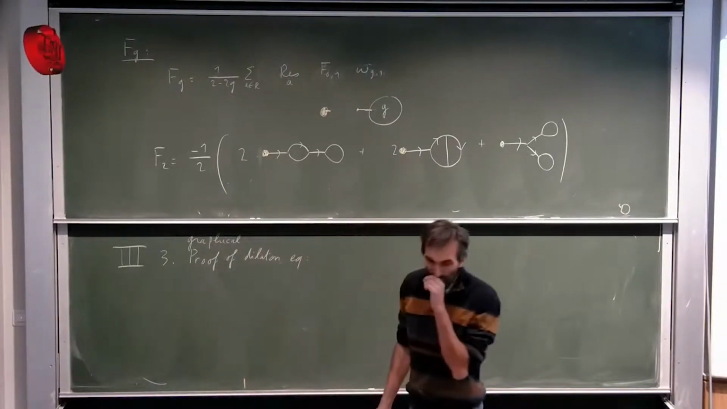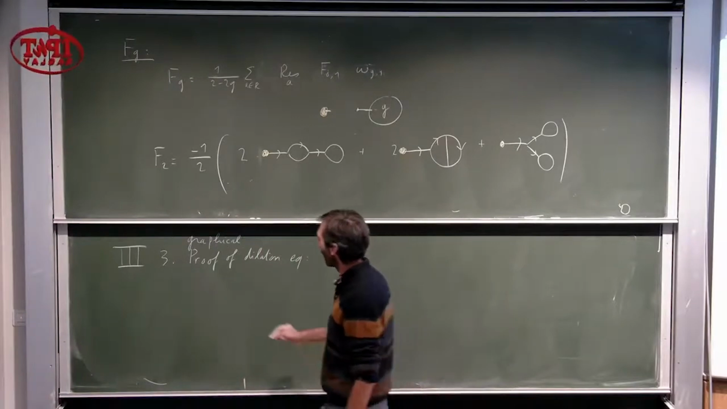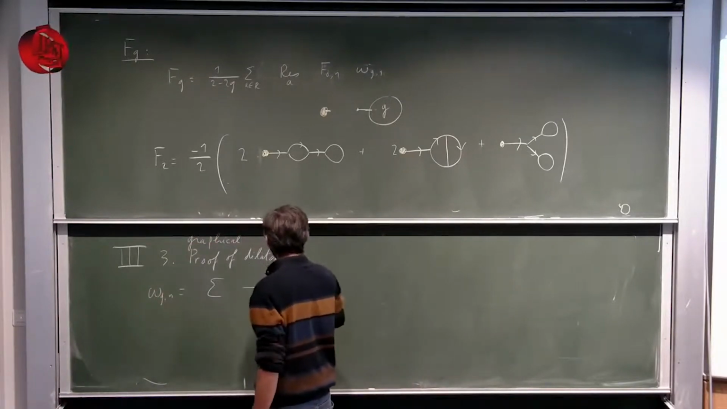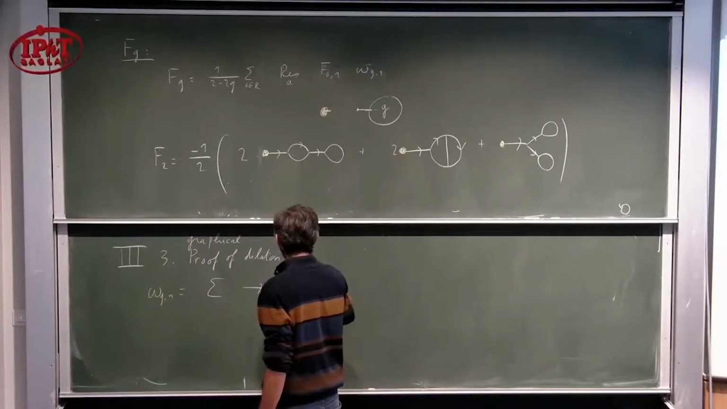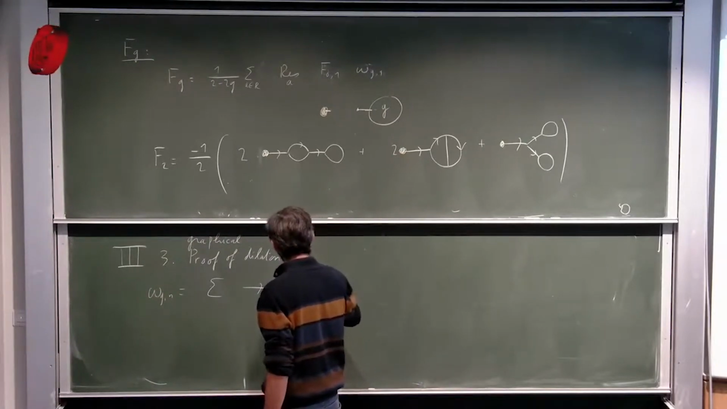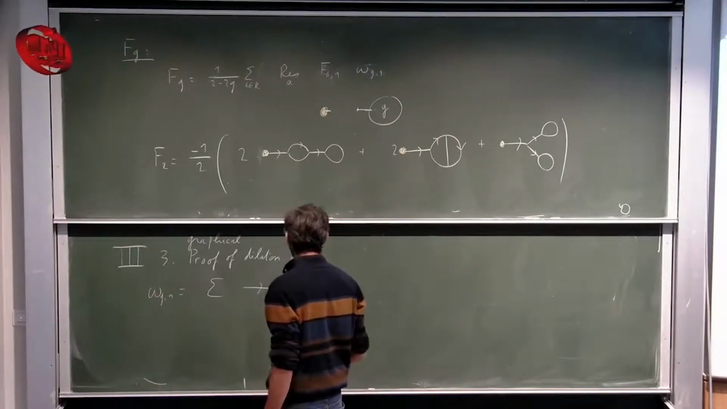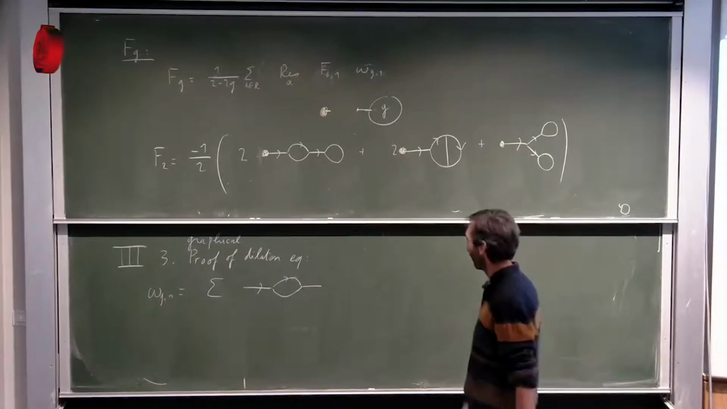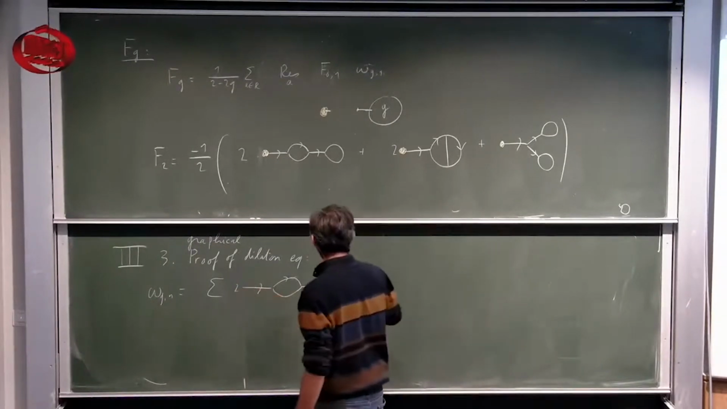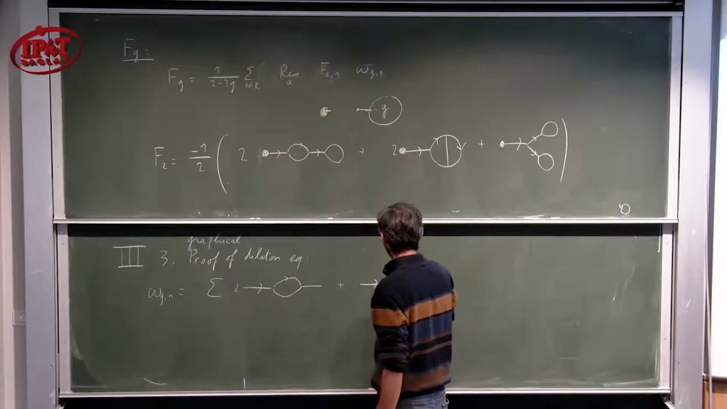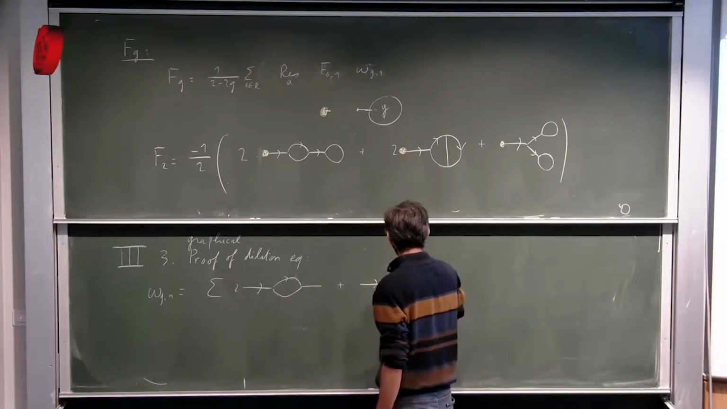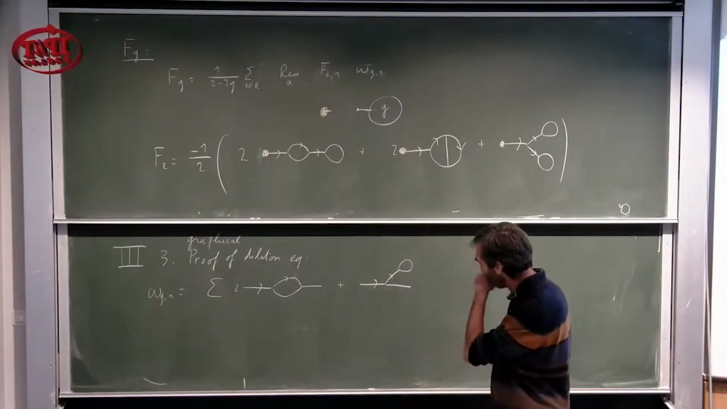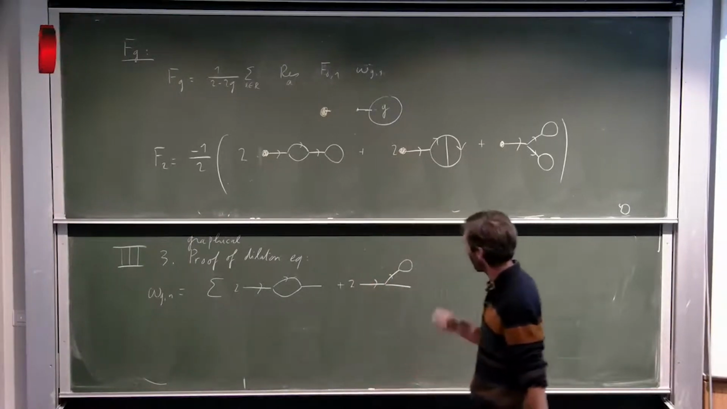So, remember that omega Gn is the sum of graphs like that. Let me illustrate with omega 1, 2. Let's take the example of omega 1, 2, plus this one. Okay, that's omega 1, 2. We have a sum of graphs.